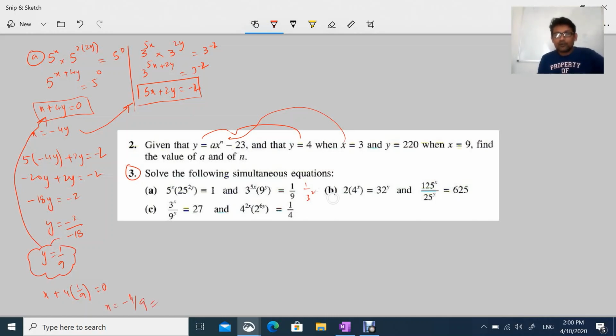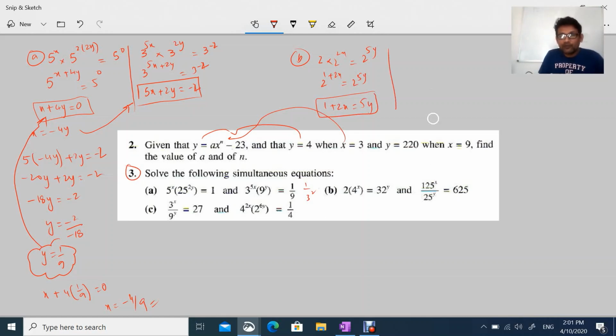Okay, now B part, I can just make the equation for you to help you see how we can form two simultaneous equations, and then you can simplify. 2 multiplied by 4 will become 2 power 2x, and 32 will become 2 power 5. So 2 power 5 and y is already there. So this is 2 power 1 plus 2x and 2 power 5y. So you can write 1 plus 2x is equal to 5y. This is the first equation.